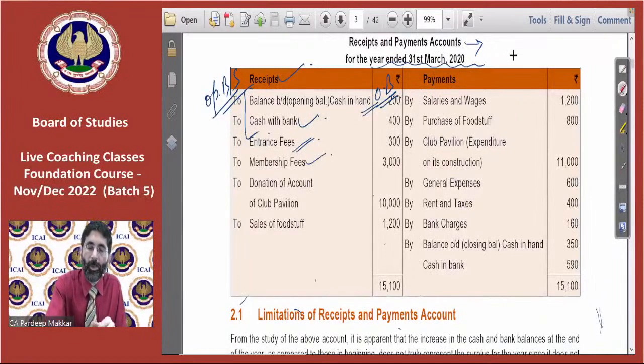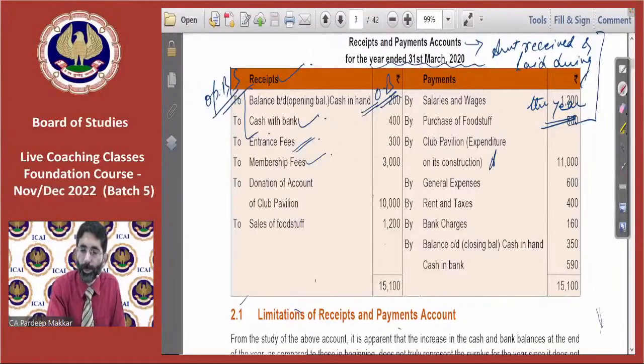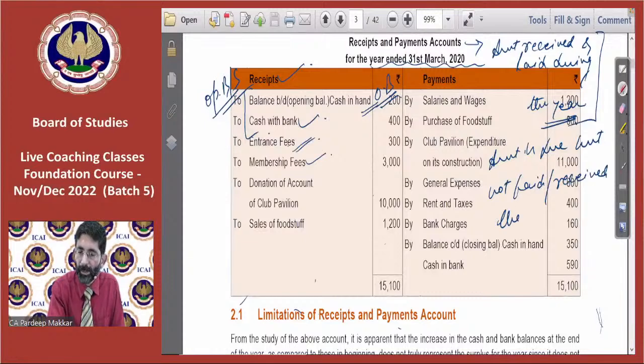But this receipt and payment account has a basic concept of amount received. If any amount is due but not paid or received, then it will not be entered in the receipt and payment account. So note it down.